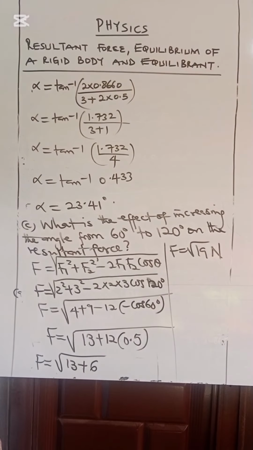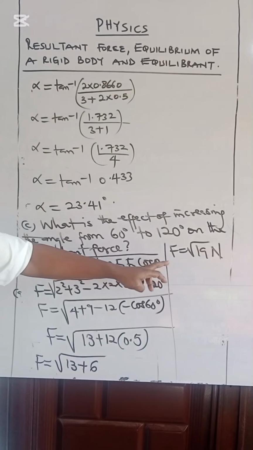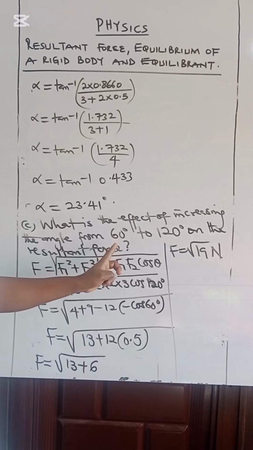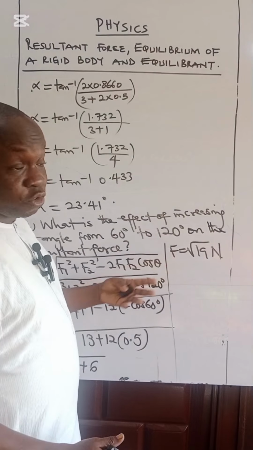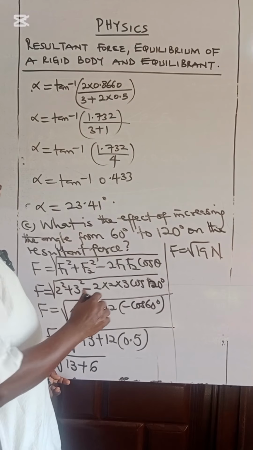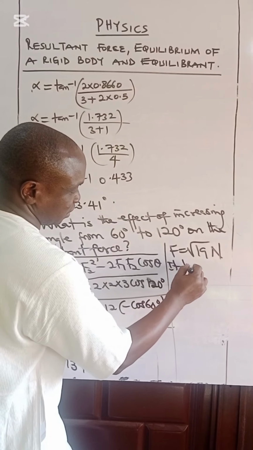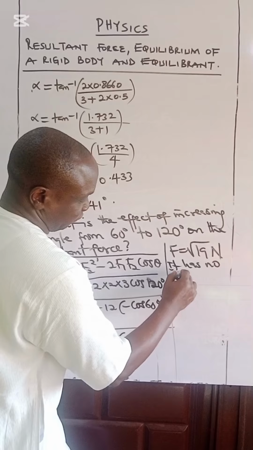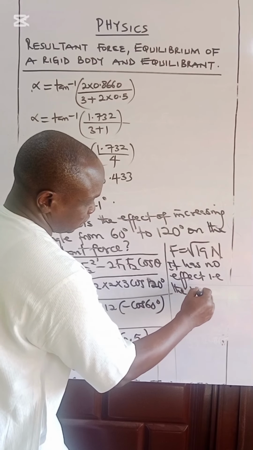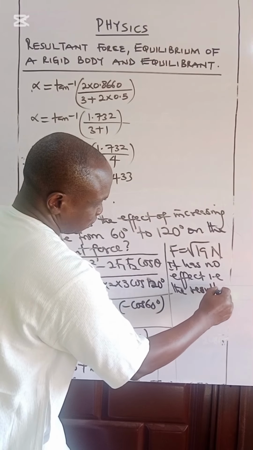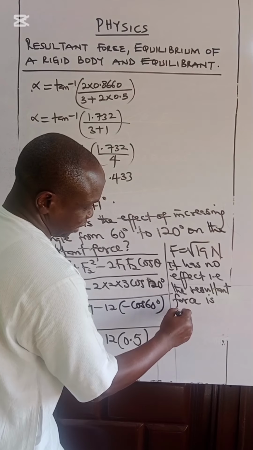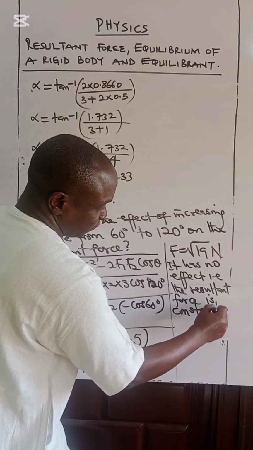You can see when the angle was 60 degrees, the resultant was the square root of 19 Newton. Now that the angle has been increased from 60 degrees to 120 degrees, the resultant still remains the same. So the answer is it has no effect, meaning the resultant force is constant, it remains the same.